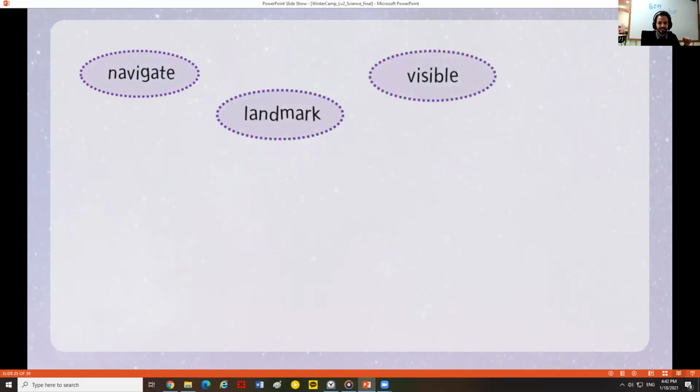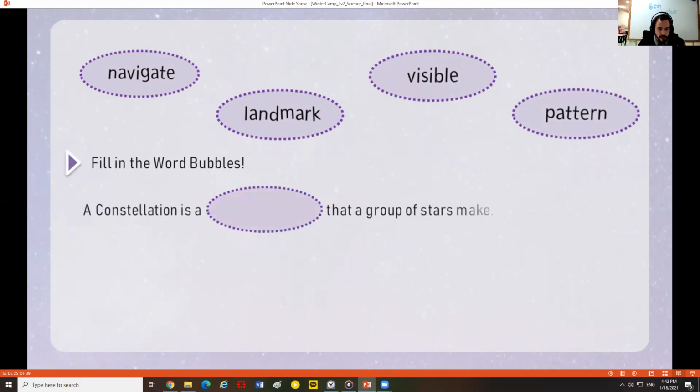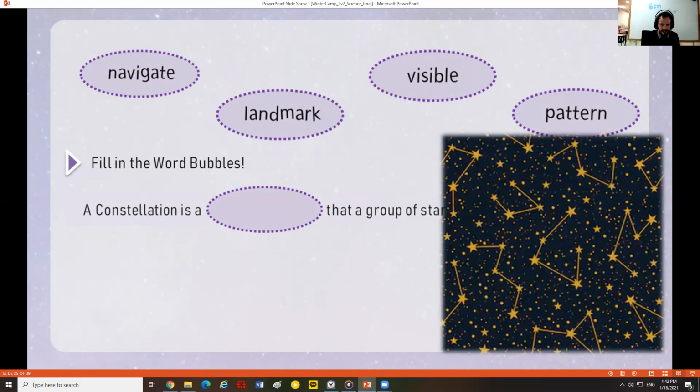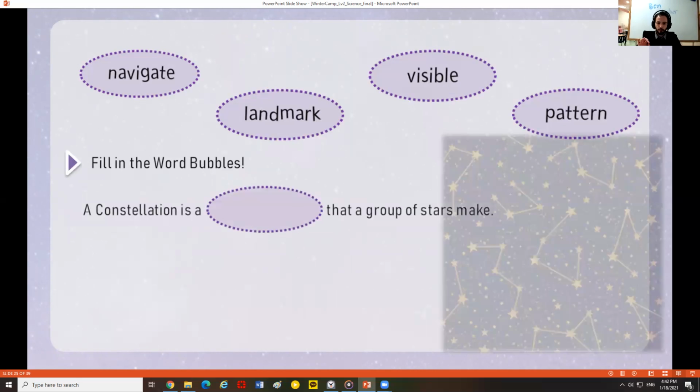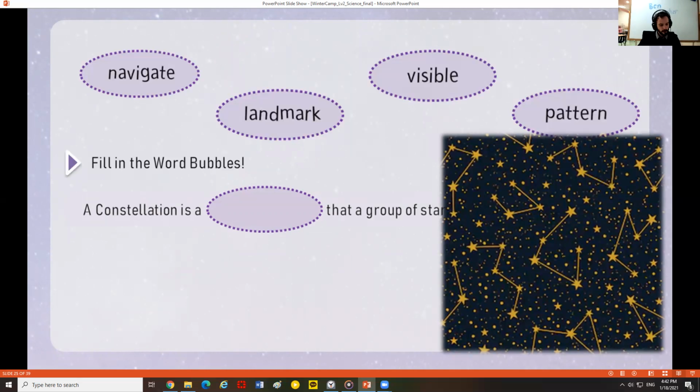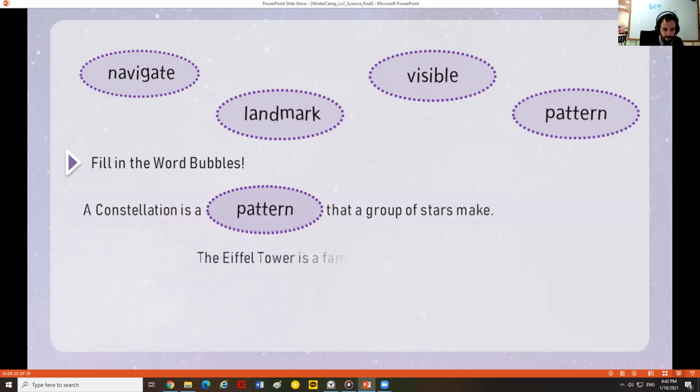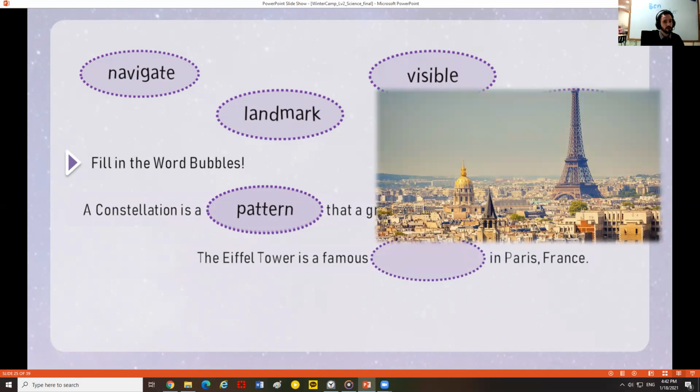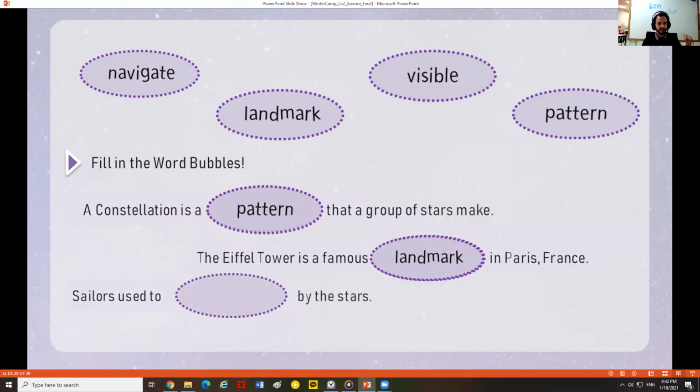Next, let's finish the sentences with some of our new vocabulary words. Let's fill in the bubbles. A constellation is a blank that a group of stars make. What is a constellation? A constellation is a pattern that a group of stars make. The Eiffel Tower is a famous what in Paris, France? What's the word we learned for a famous or important place? That's right, landmark. The Eiffel Tower is a famous landmark in Paris, France.